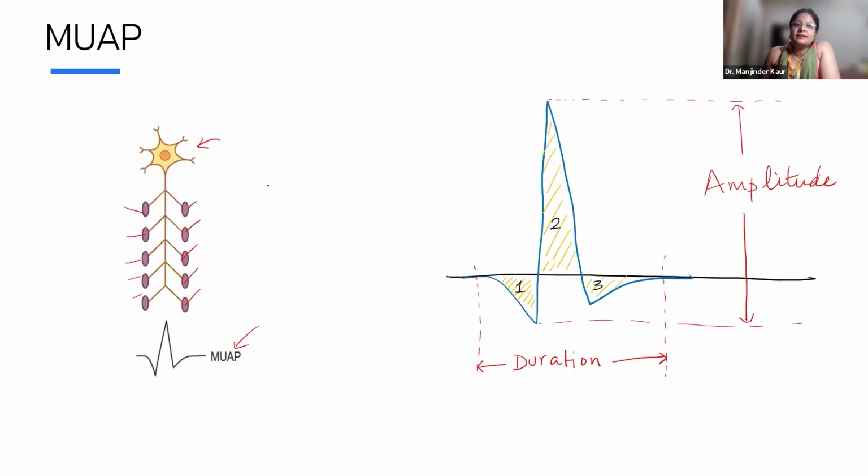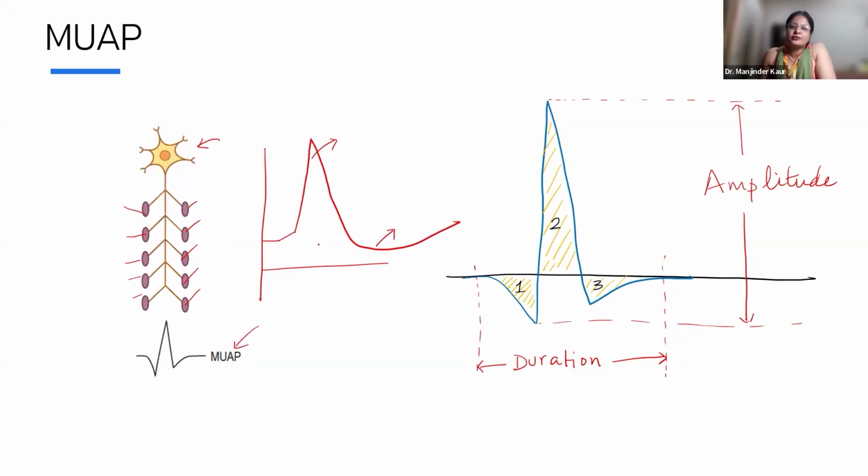Please note that a typical motor end plate potential was having a biphasic action potential, meaning there was one positive spike and one negative hyperpolarization. This is what you were making in your action potential of the muscle, which we call the motor end plate potential, right? Or the muscle fiber end plate potential. Here, the motor unit action potential is a triphasic action potential where you have one negative, second is positive, and then third is again negative. So you get three peaks here.